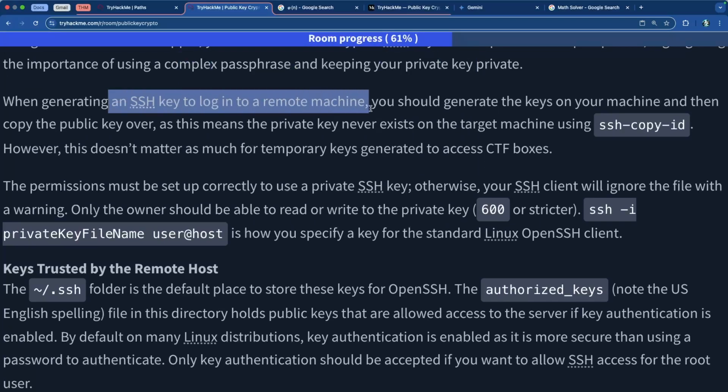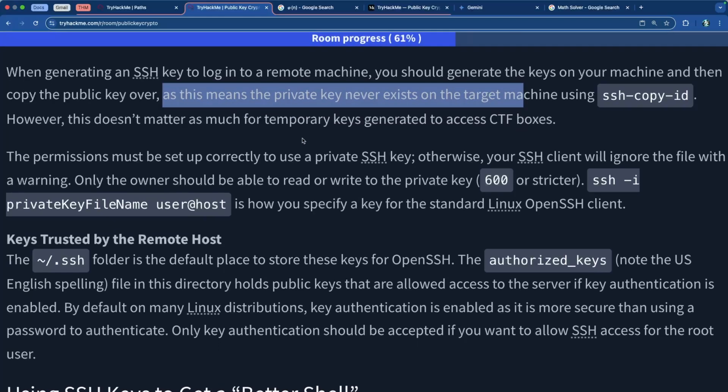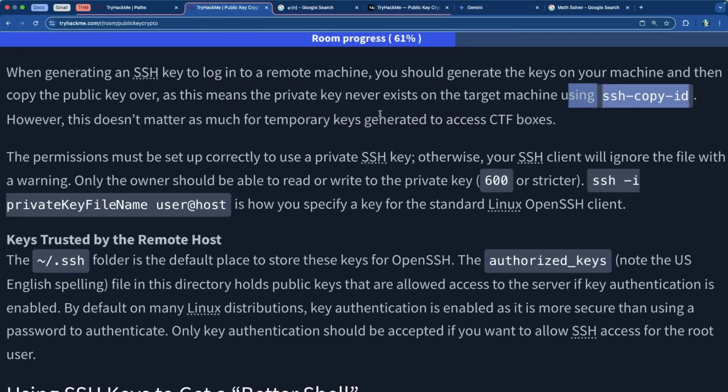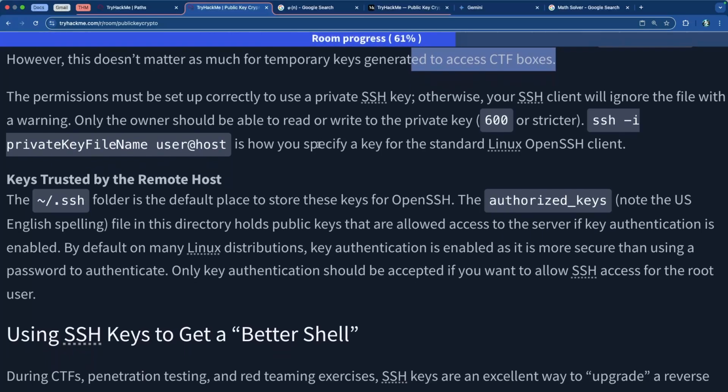When generating an SSH key to log into a remote machine, you should generate the keys on your machine and then copy the public key over using ssh-copy-id, as this means the private key never exists on the target machine. However, this doesn't matter as much for temporary keys generated to access CTF, capture the flag boxes. The permissions must be set up correctly to use a private SSH key, otherwise your SSH client will ignore the file with a warning. Only the owner should be able to read or write to the private key. 600 or stricter would be the permissions that you would assign to that.